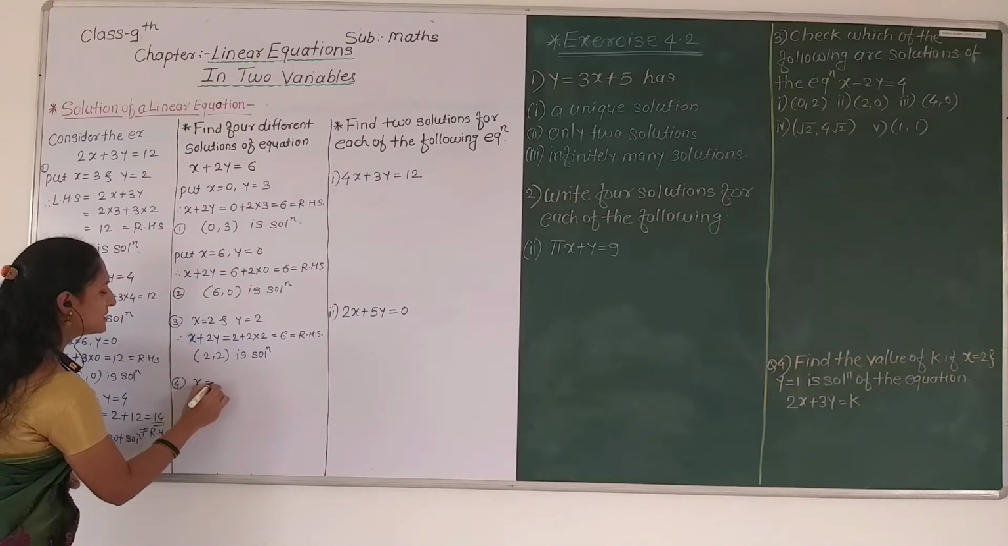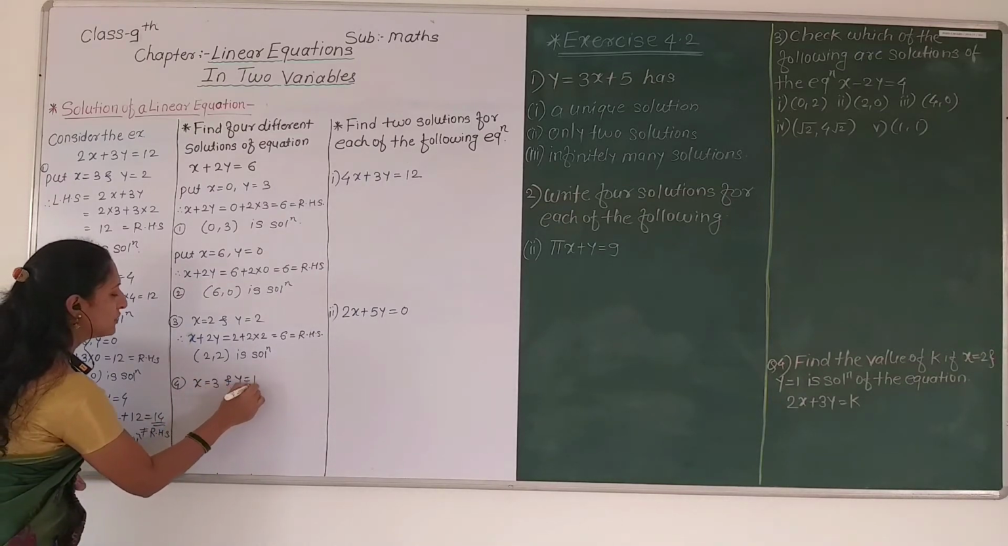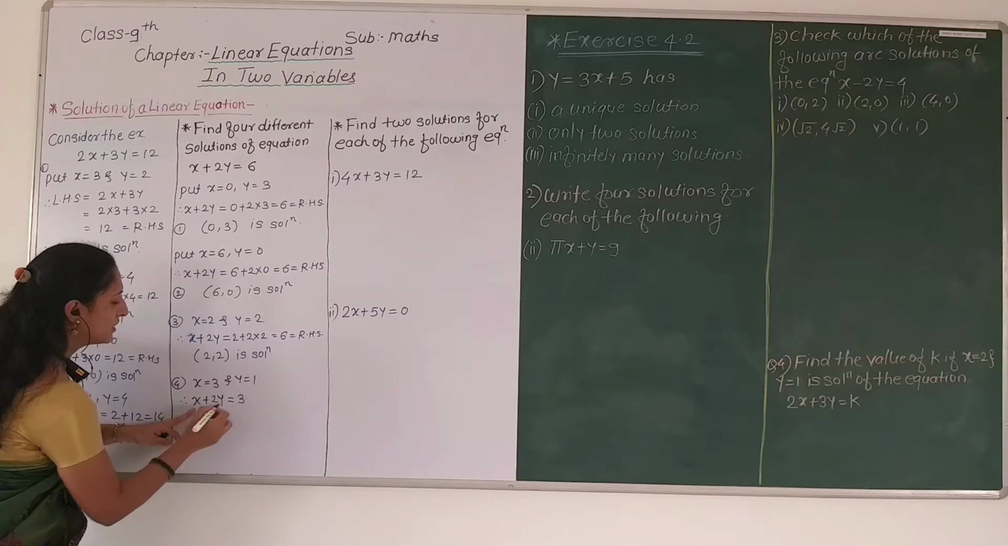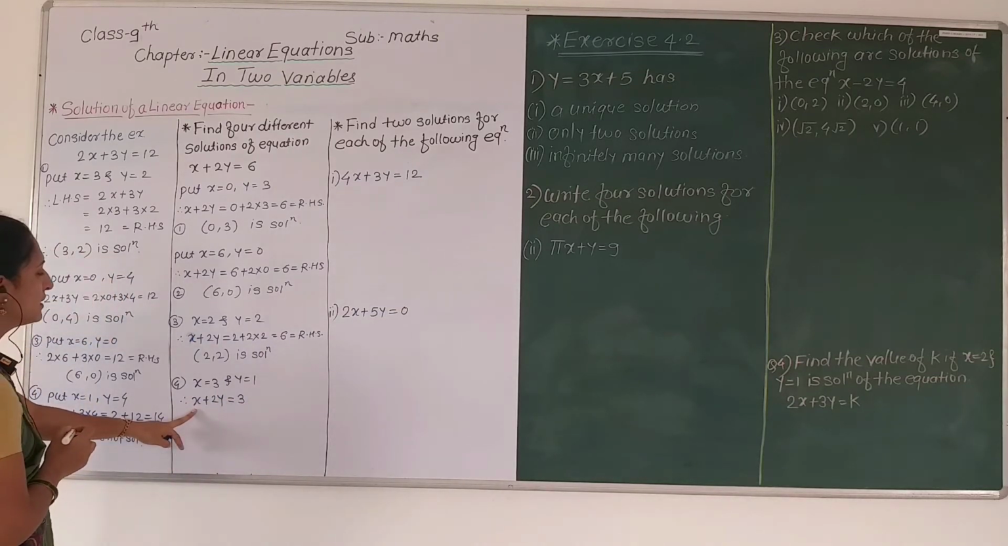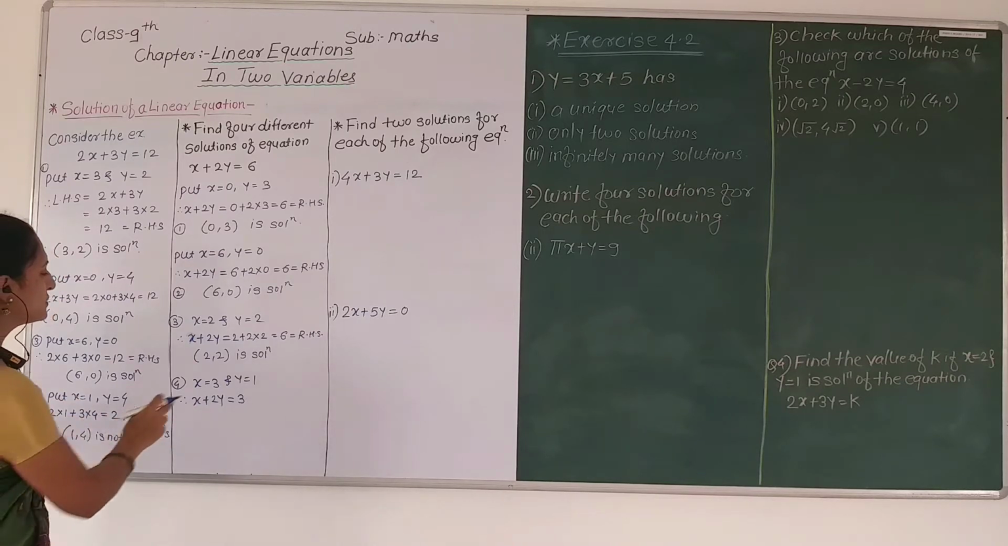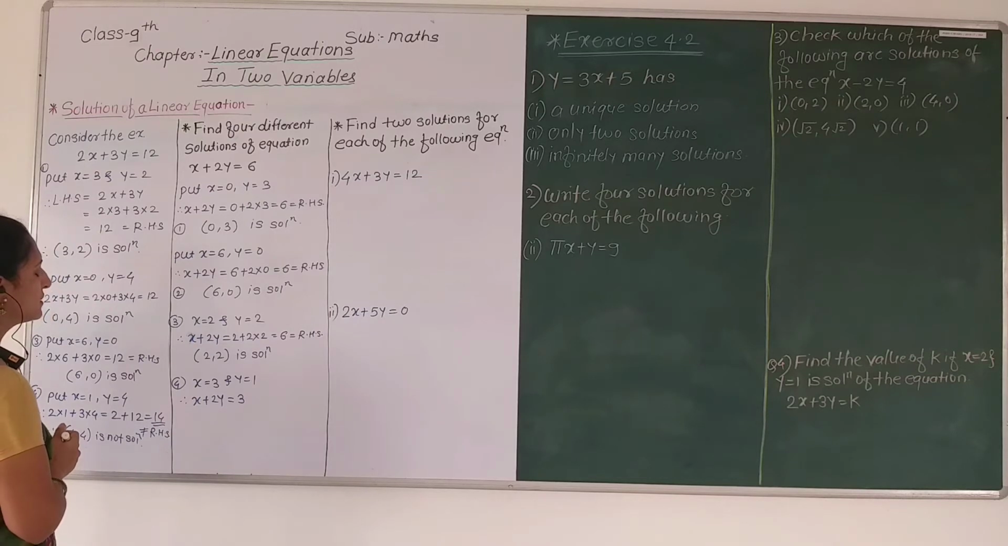Suppose I substitute x is equal to 3 and y is equal to 1. Let us check here. X plus 2y. X is equal to 3, y is equal to 1, that means 3 plus 2 is 5. So 3, 1 is not a solution.